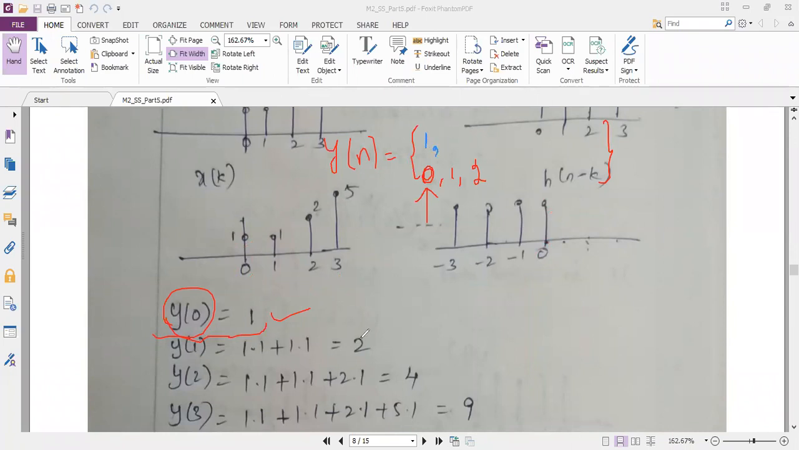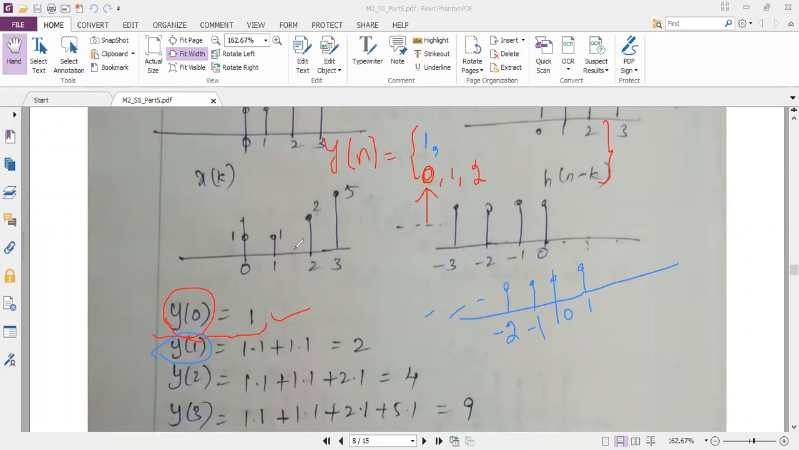So now I want the next output. When you remember the earlier beginning two problems, to get the next output y of n, I have to shift this h of n minus k one position toward the right. So now I am shifting it in front of you. So minus 2, minus 1, 0, 1 now. What was there at 0, now it is at 1. So now like this I will have. So this infinity will continue.